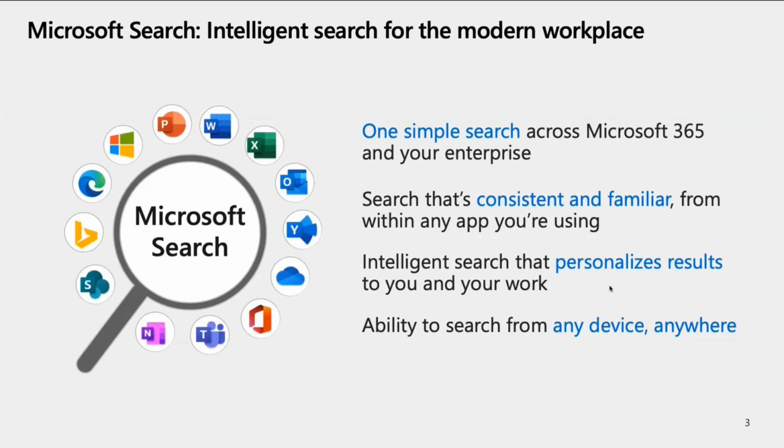So just a very quick recap, right? Microsoft Search is essentially the intelligent search for the modern workplace. When you think about your different types of M365 products, ranging from SharePoint that we've been seeing right now to Bing, Office.com, etc., all of these products have a search associated with it, which is powered by Microsoft Search. So in very simple terms, it's one search. It's consistent and familiar, with personalized results, and essentially gives you the ability to search from any device, anywhere.